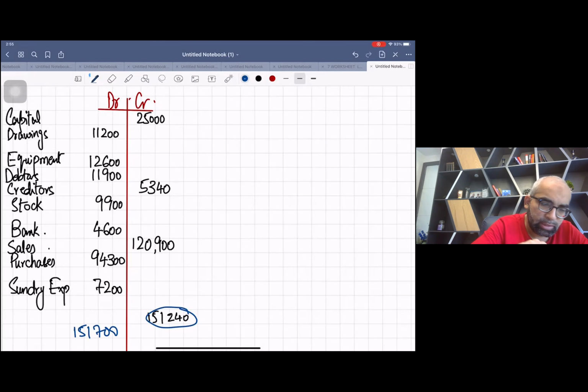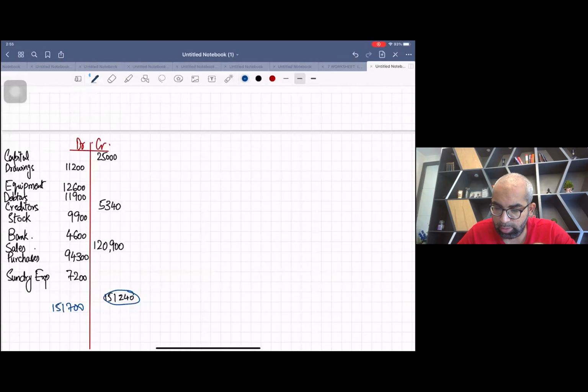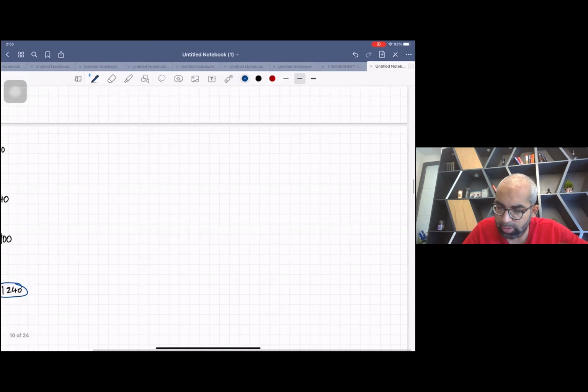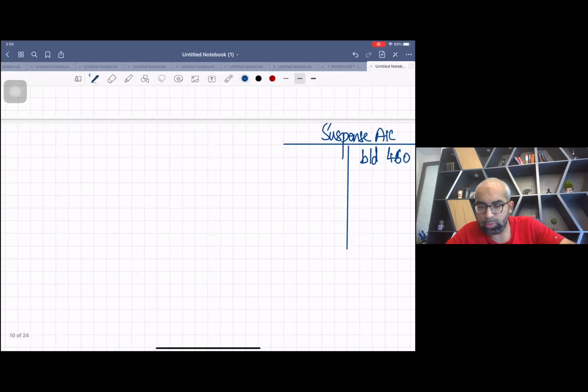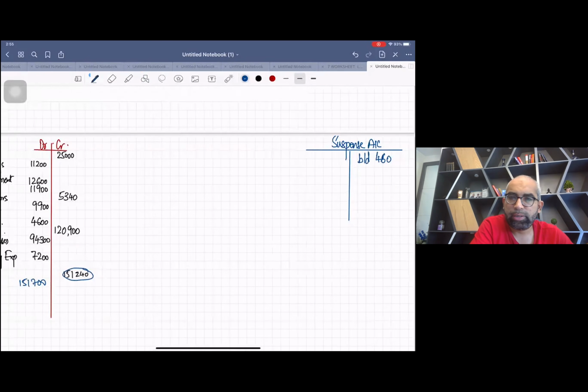Take the difference. 460 credit. So there is a deficiency. See, open your eyes. There is a deficiency on the credit side, 460. I already taught you this. When there is a deficiency on the credit side, then you are going to open a suspense account, $460 credit.